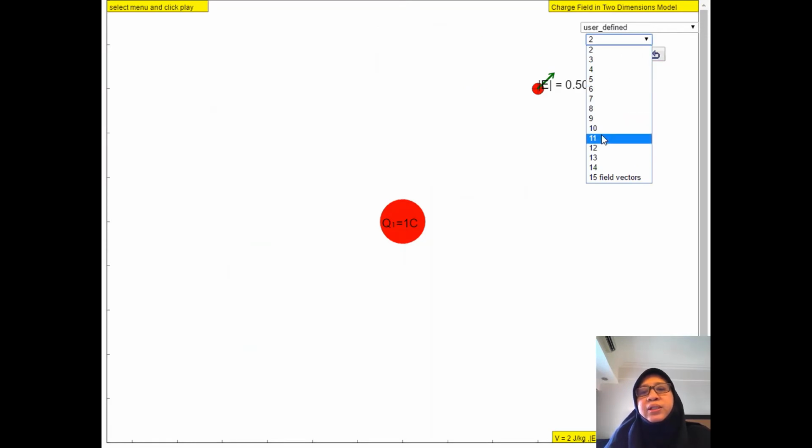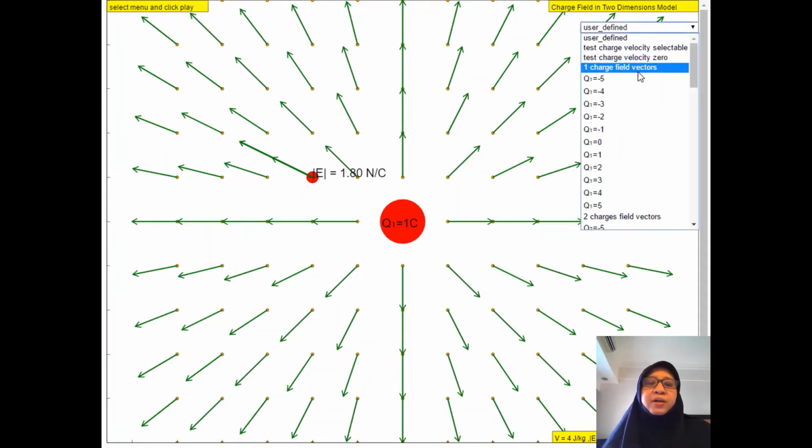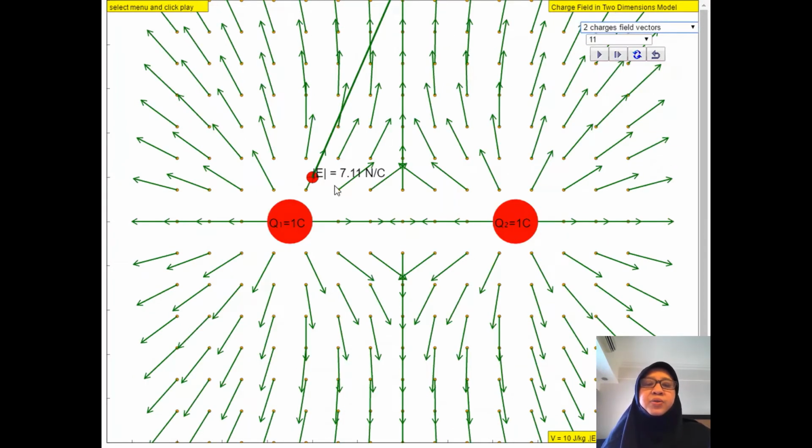This is an example animation to show the direction of the electric field and also the strength of the electric field. We skip this.